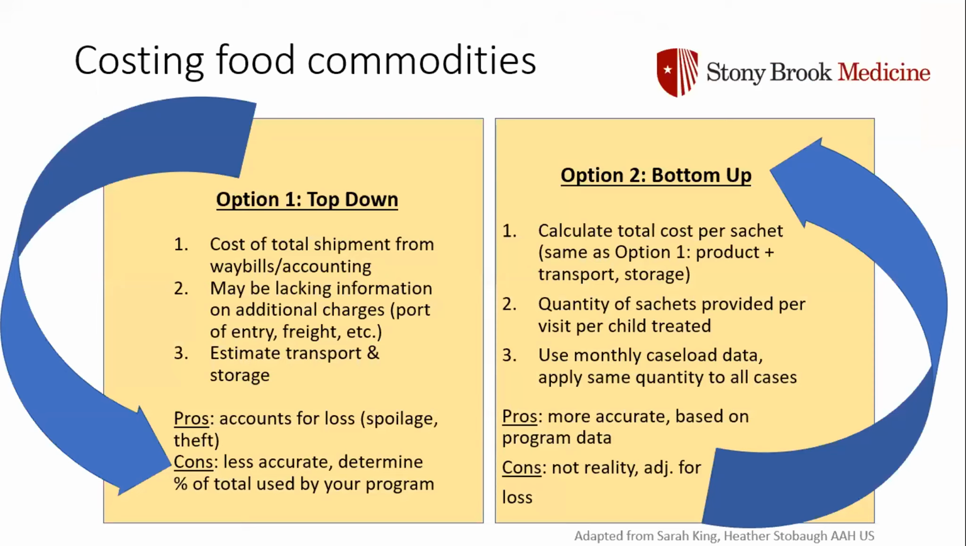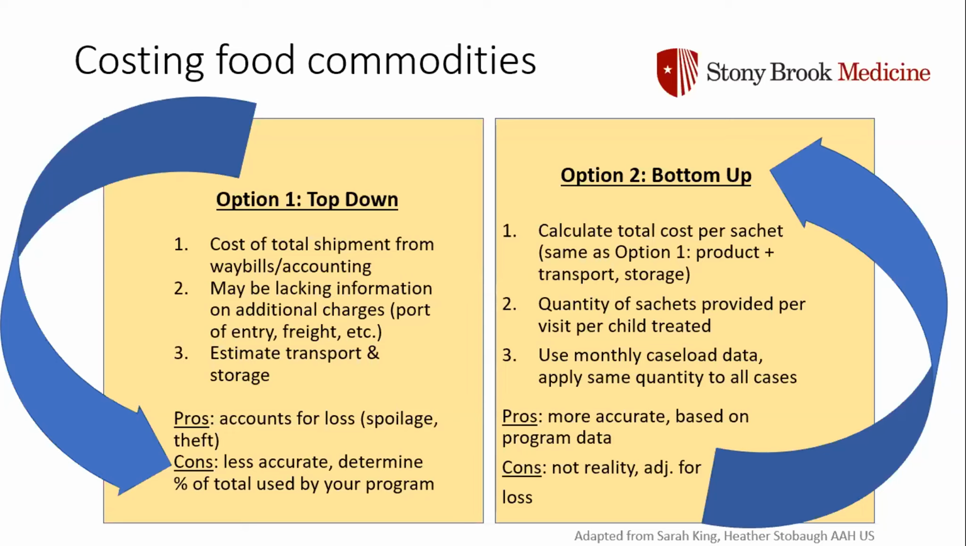An important cost component for CMAM programs is the therapeutic or supplementary food products that are used. These are not always included in the accounting data since they're often donated. So specific considerations apply for getting these costed, and there are a couple of different options, each with their own pros and cons. One option is to use a top-down approach. This includes using accounting data if possible, or the waybills from your logistics team or the UN organization that donated the products. This gives us the total cost of the shipment of the product, but we will also need to conduct some interviews to understand the cost incurred at port of entry and for transportation and storage of the product.